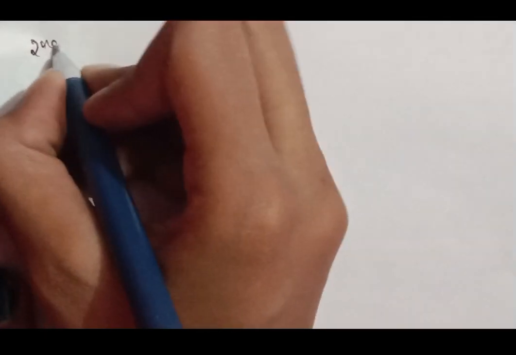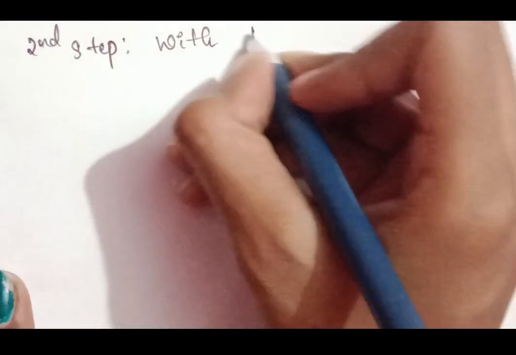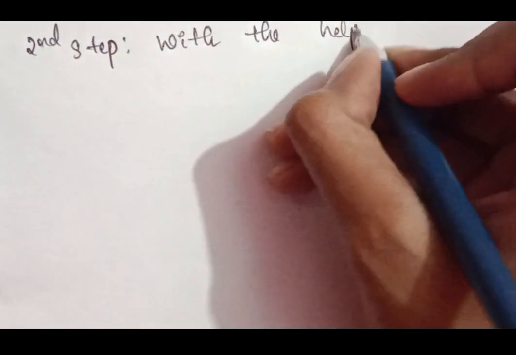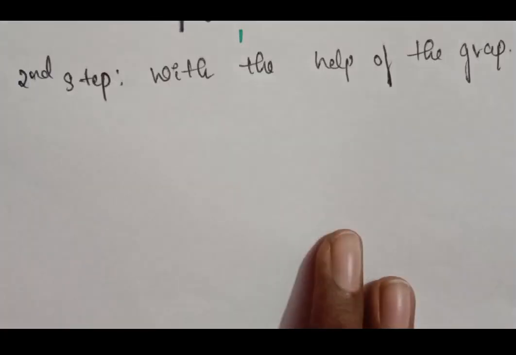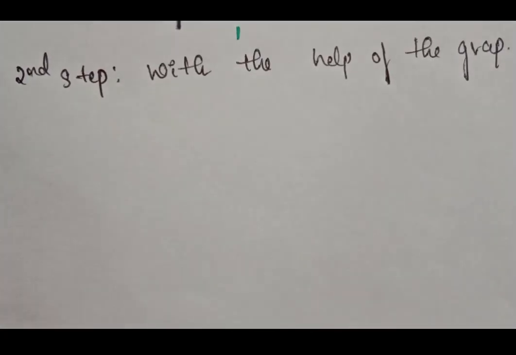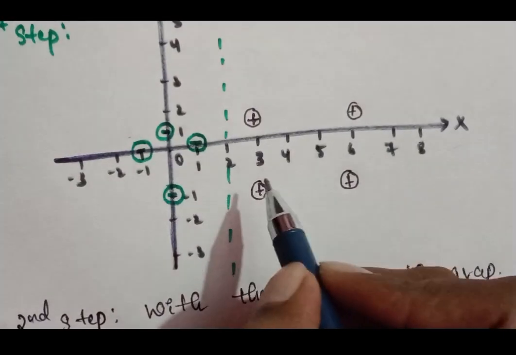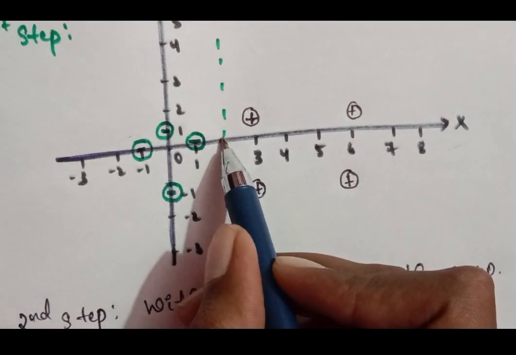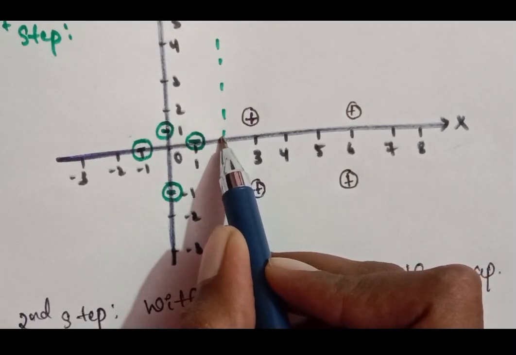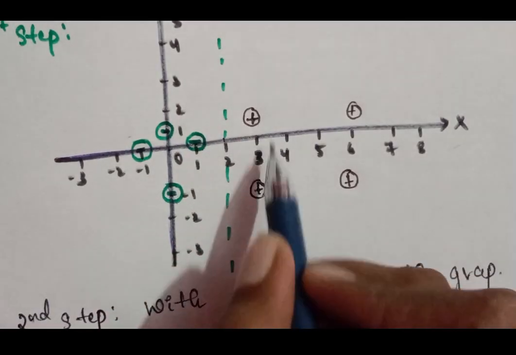Moving to the second step. With the help of the graph, we need to identify the support vectors. So what are the exact points that we have to find here? Those which are near to the separating hyperplane. The points which are near to the separating hyperplane are these, and towards the positive, these 2 points, right?